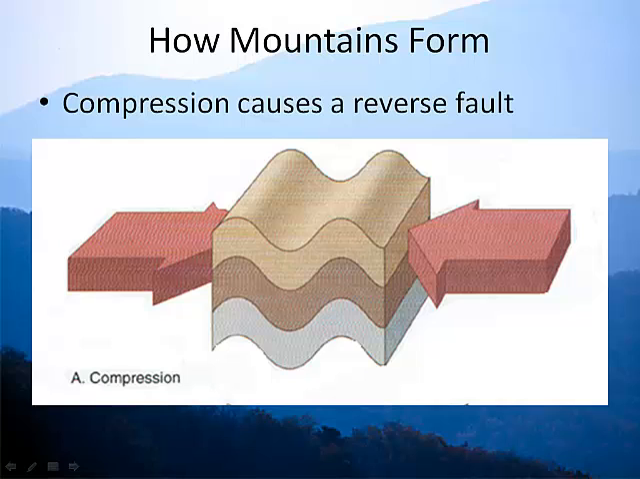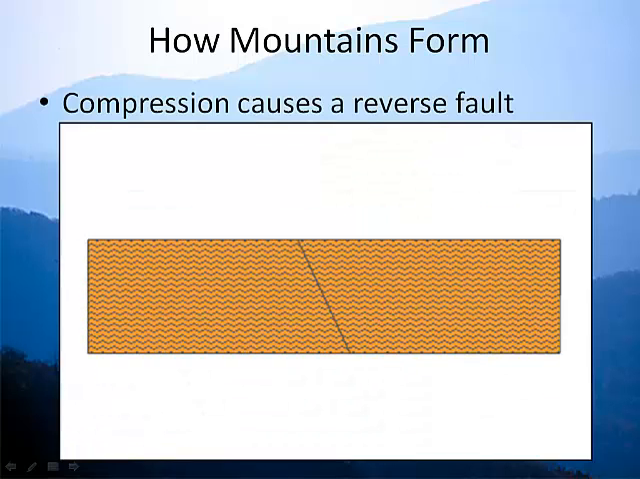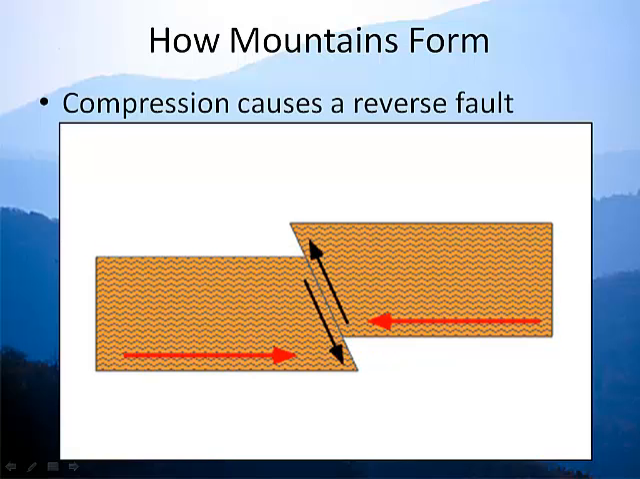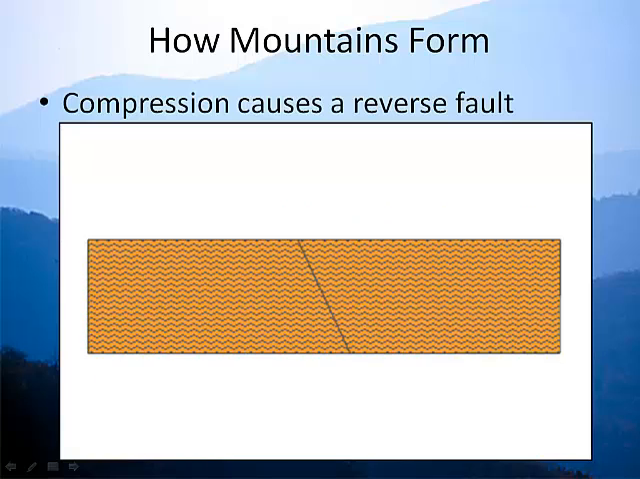Compression causes what we call a reverse fault. So if we push in this way and in this way on the rock near the surface, it's not going to fold like in this diagram. It's going to break, and it's going to create a reverse fault. In a reverse fault, the hanging wall moves up and the footwall moves down.